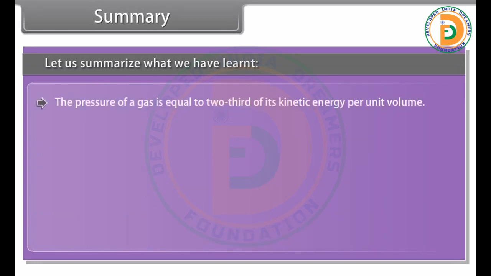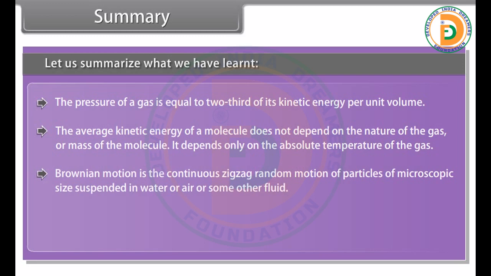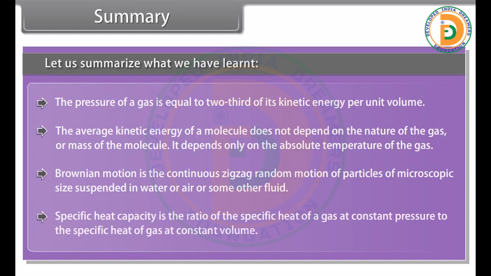The pressure of a gas is equal to 2/3 of its kinetic energy per unit volume. The average kinetic energy of a molecule does not depend on the nature of the gas or mass of the molecule. It depends only on the absolute temperature of the gas. Brownian motion is the continuous, zigzag random motion of particles of microscopic size suspended in water or air or some other fluid. Specific heat capacity is the ratio of the specific heat of a gas at constant pressure to the specific heat of gas at constant volume.